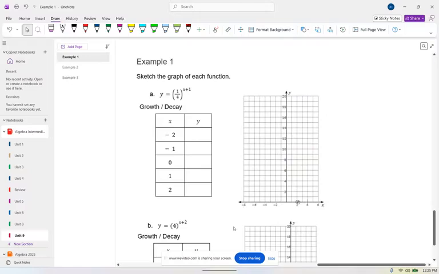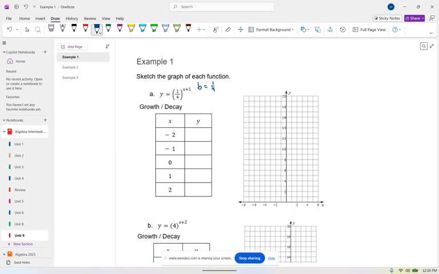All right, guys, in this video, we're going to look at example one. In example one, we're asked to sketch the graph of an exponential function. So we're going to start off by identifying the things that we know. First of all, our base, b. Our base, b, is 1/4.